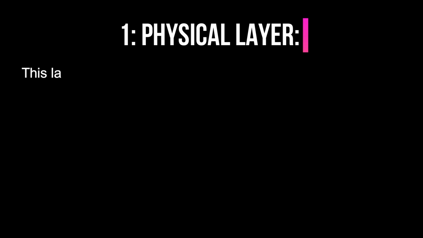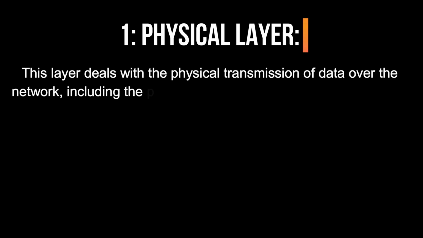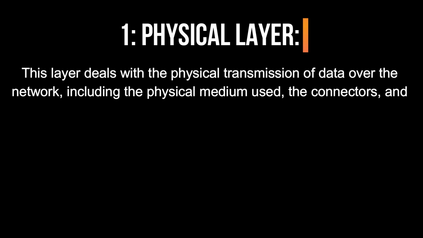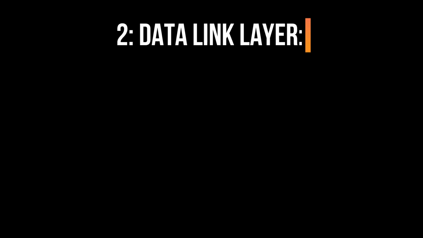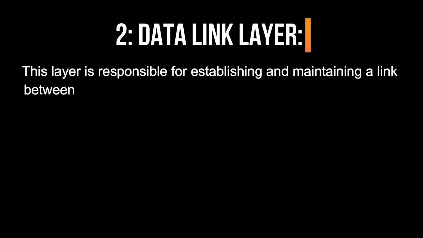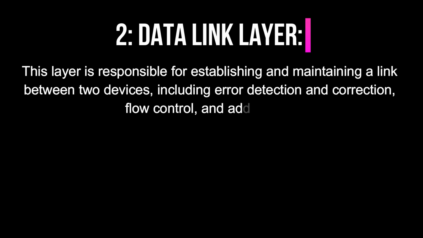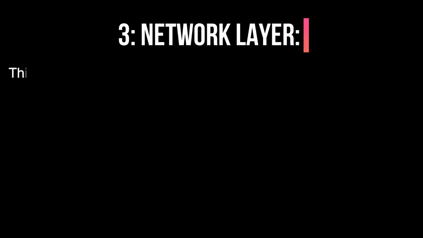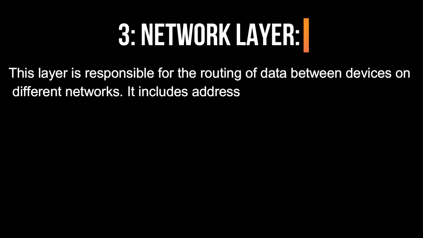1. Physical layer. This layer deals with the physical transmission of data over the network, including the physical medium used, the connectors, and the electrical or optical signals used to transmit data. 2. Data link layer. This layer is responsible for establishing and maintaining a link between 2 devices, including error detection and correction, flow control, and addressing. 3. Network layer. This layer is responsible for the routing of data between devices on different networks. It includes addressing, routing, and congestion control.